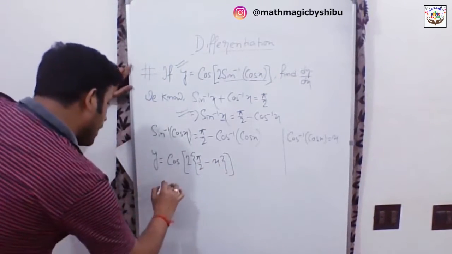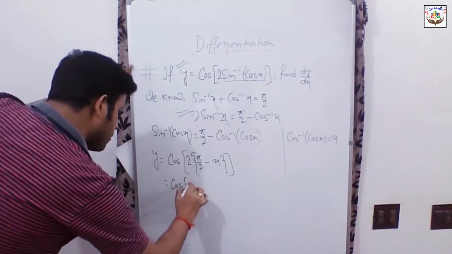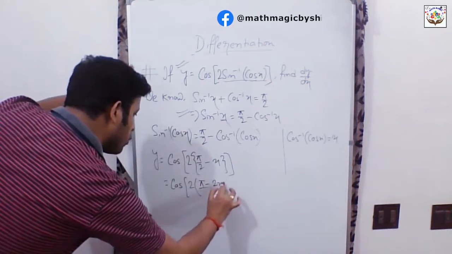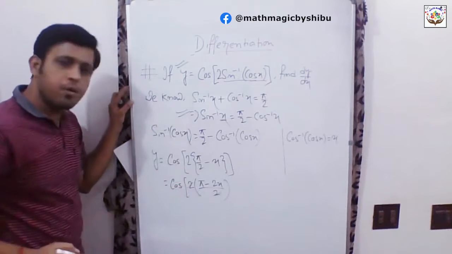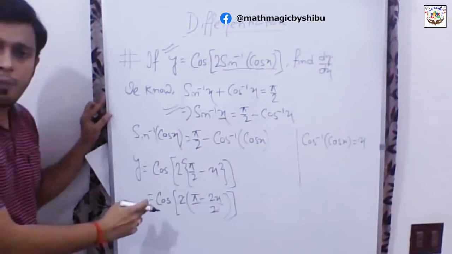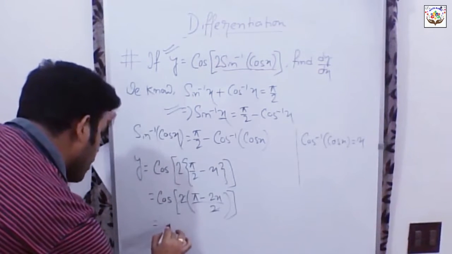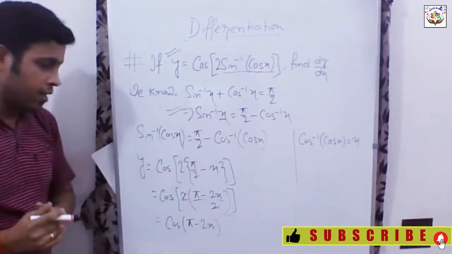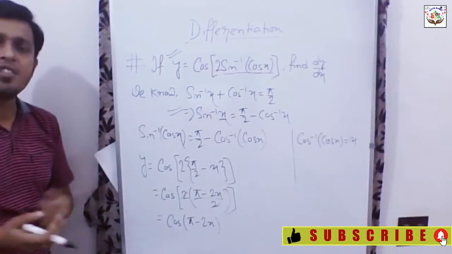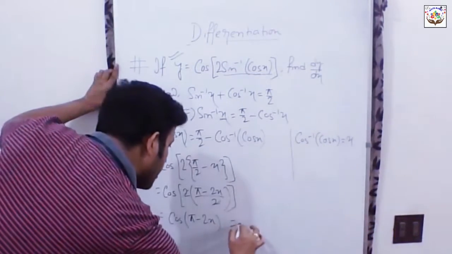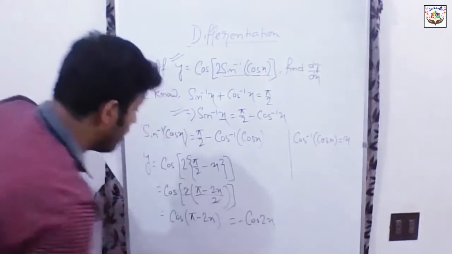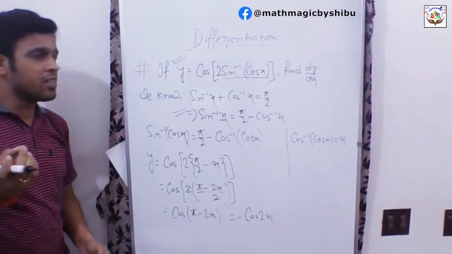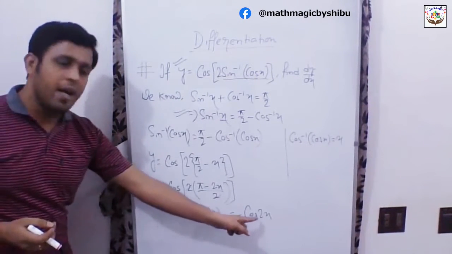Okay, now let us take the LCM within the angle. So it will be pi minus 2x divided by 2. This 2 and this 2 can be cancelled out, right? So we have cos of pi minus 2x. Cos of pi minus 2x means minus cos 2x. You can remember this formula from trigonometry. That's why I was telling you that you need to have a basic concept of inverse functions and trigonometry. So it is minus cos 2x.